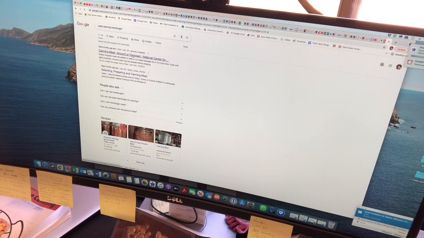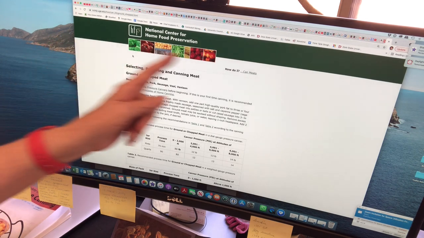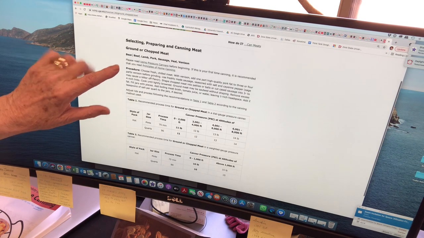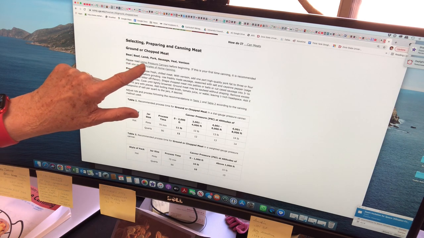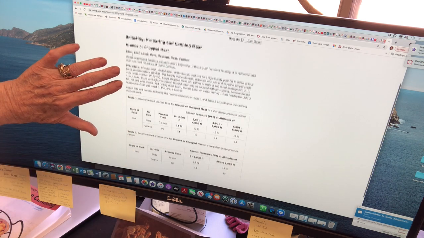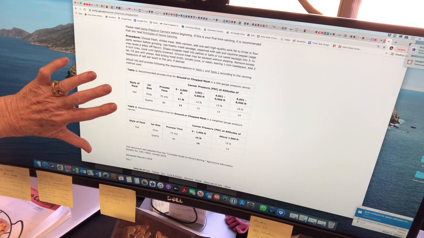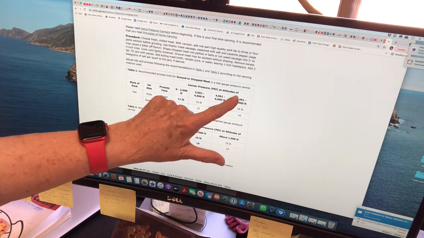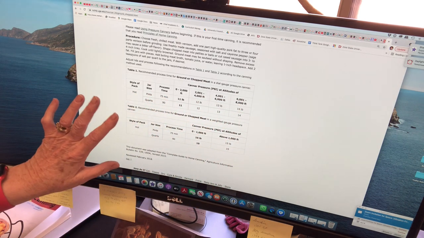So again, let's check this out. There's the green banner across the top. Here again we can can bear, beef, lamb, pork, sausage, veal, venison. It tells us the procedure, and we only have possibilities for hot pack in a pressure canner. And again, there are the tables.